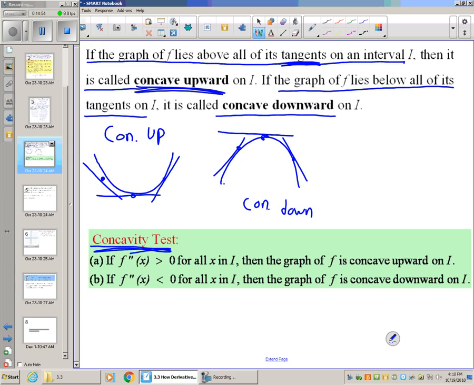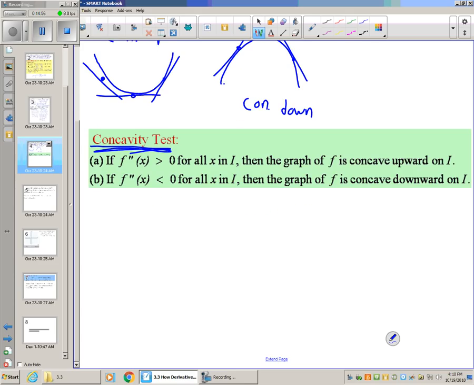Okay? And a second derivative helps us identify when our graph is concave up versus concave down using the concavity test. Okay? So, it states that if the second derivative is greater than 0 for all x in the interval I, then the graph of f is concave up. If the second derivative is less than 0, then our graph is concave down. So let's look at some examples of that.